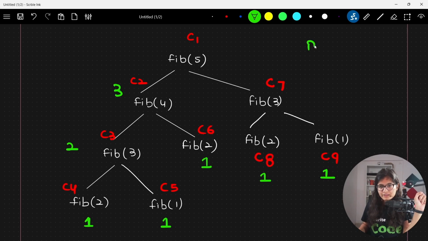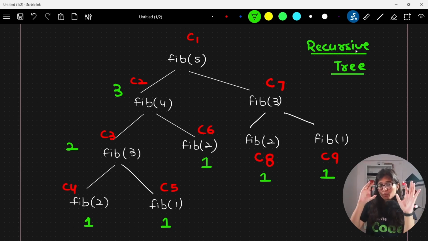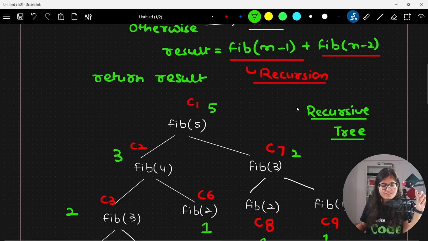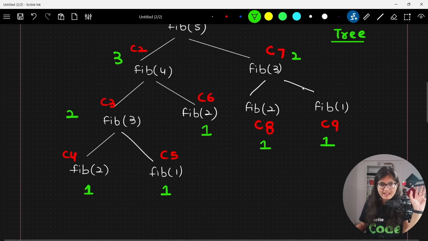So this is something which I am creating as a recursive tree, and I am not going into that much depth because I have already explained the concept of the recursive tree in great detail in the divide and conquer module. Here I am just showing you what is happening. Then C7 will again return the value 2. 3 plus 2 is 5. So the final answer 5 will be returned. Does everyone agree with me?